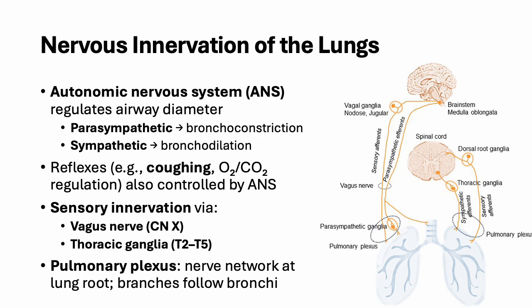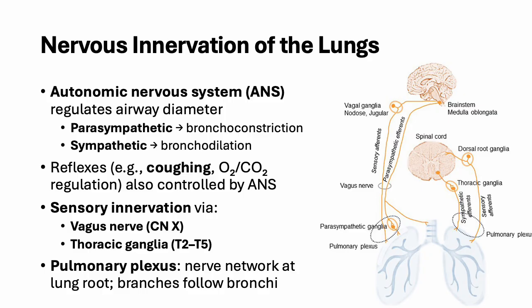The autonomic nervous system also controls various reflexes such as coughing and helps regulate oxygen and carbon dioxide levels in response to chemoreceptors located in the respiratory tract and the central nervous system. Sensory innervation of the lungs comes from two main sources: the vagus nerve, or cranial nerve 10, which carries both motor and sensory fibers. The second to fifth thoracic spinal nerves, T2 through T5, also contribute sensory input via sympathetic pathways. All of the fibers converge in the region of the hilum known as the pulmonary plexus.